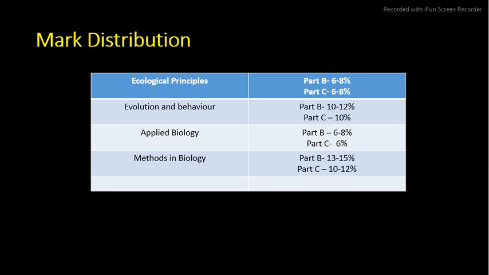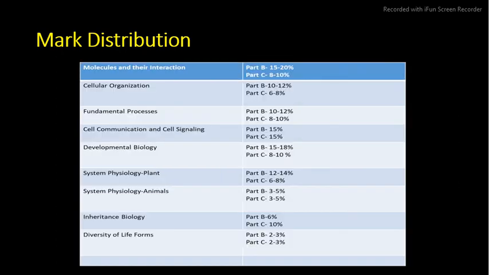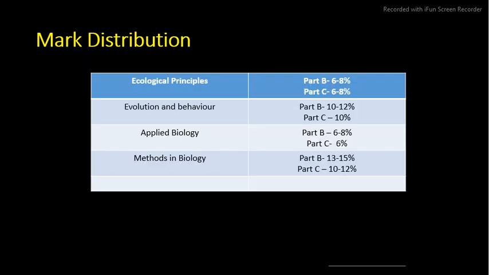So by seeing this mark distribution table, we can decide which topics are important for scoring marks and which topics are less important. Means even if we haven't studied those topics, that doesn't affect our marks. Okay. So this is the mark distribution table.